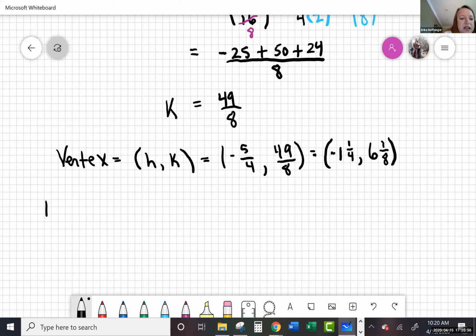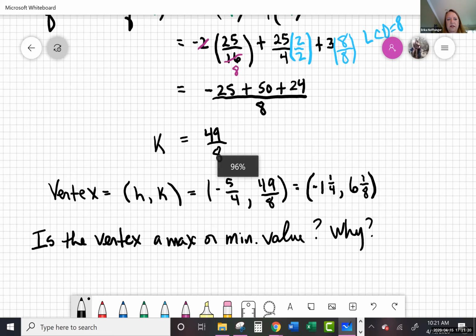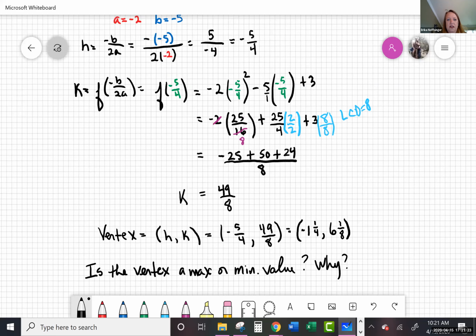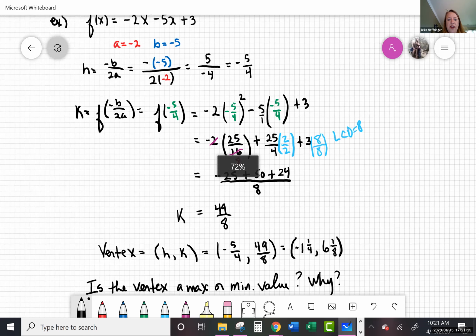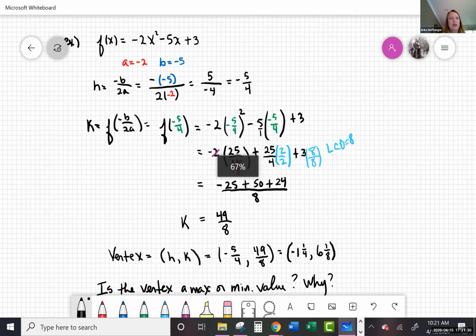So could you tell me, is the vertex a maximum or a minimum value y? So if we went to graph this equation, would it be facing up or down? And how do you know?